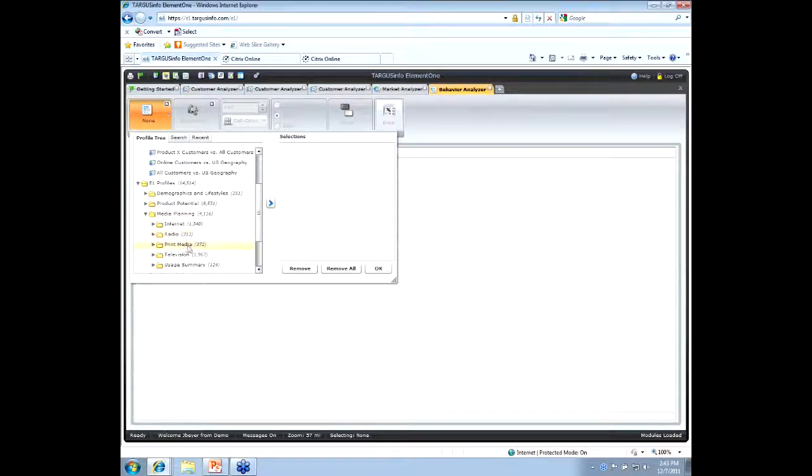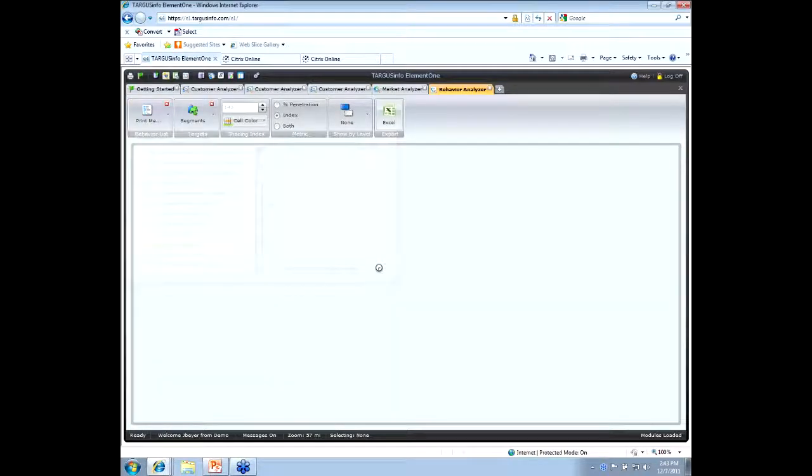But for media, I just wanted to take a print media example here, and you can see we have, for print media, about 400 specific profiles just geared around print.